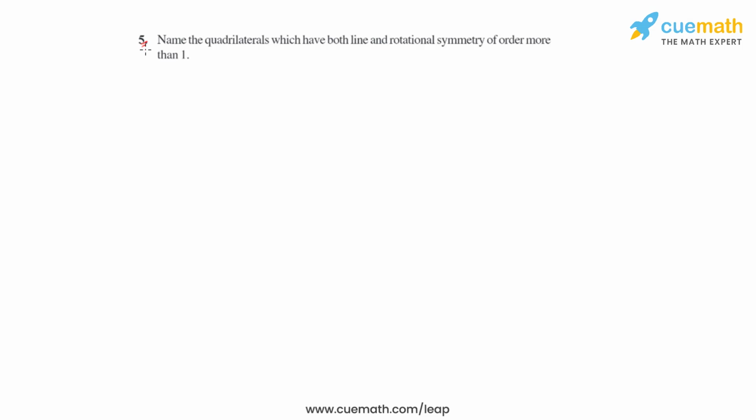Question number 5 of this third exercise asks us to name the quadrilaterals which have both line and rotational symmetry of order more than 1. So the quadrilateral which will have both line and rotational symmetry of order more than 1 is a square, where these are the different lines of symmetry for this particular square.